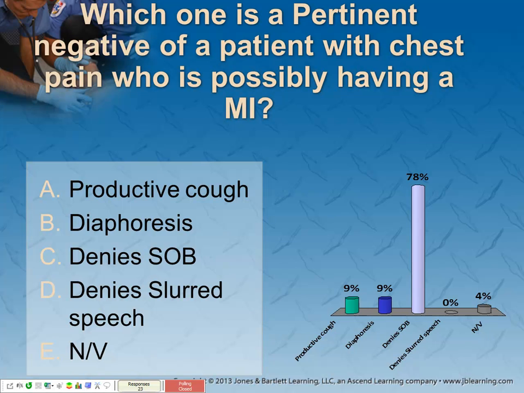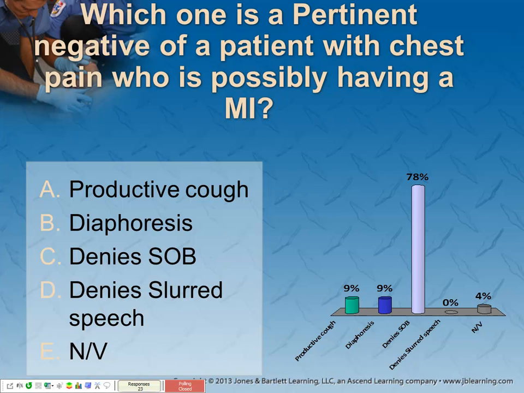So somebody having an MI, are they going to have a productive cough? No. It's not a normal finding, is it? No. What about diaphoresis? That's a normal finding for somebody having an MI, that's pretty normal. So if it said denies diaphoresis, then that might be considered a pertinent negative. No, I'm not sweaty. What are you talking about? No diaphoresis noted is probably what you would say.